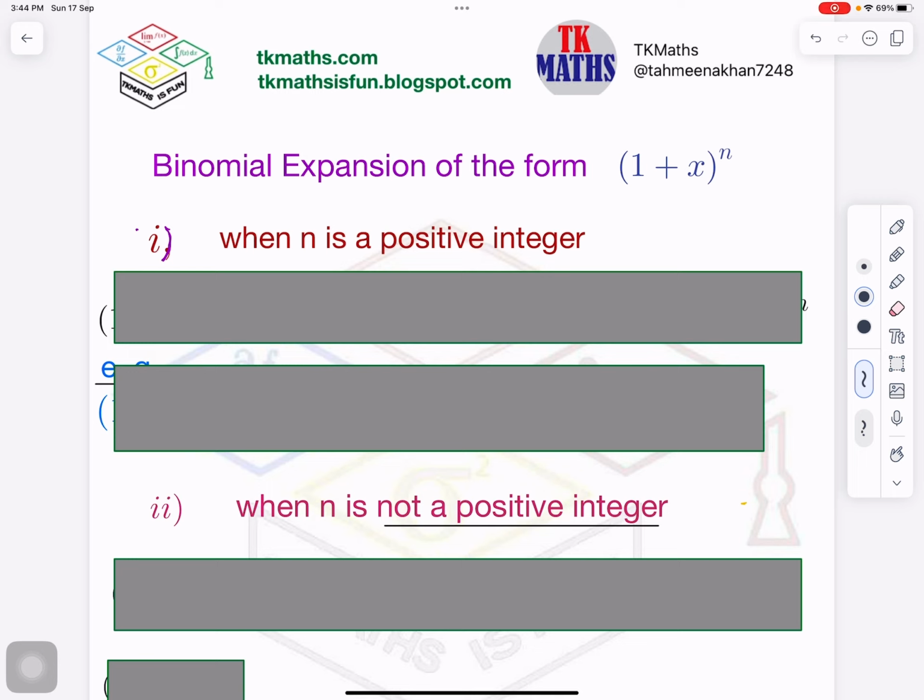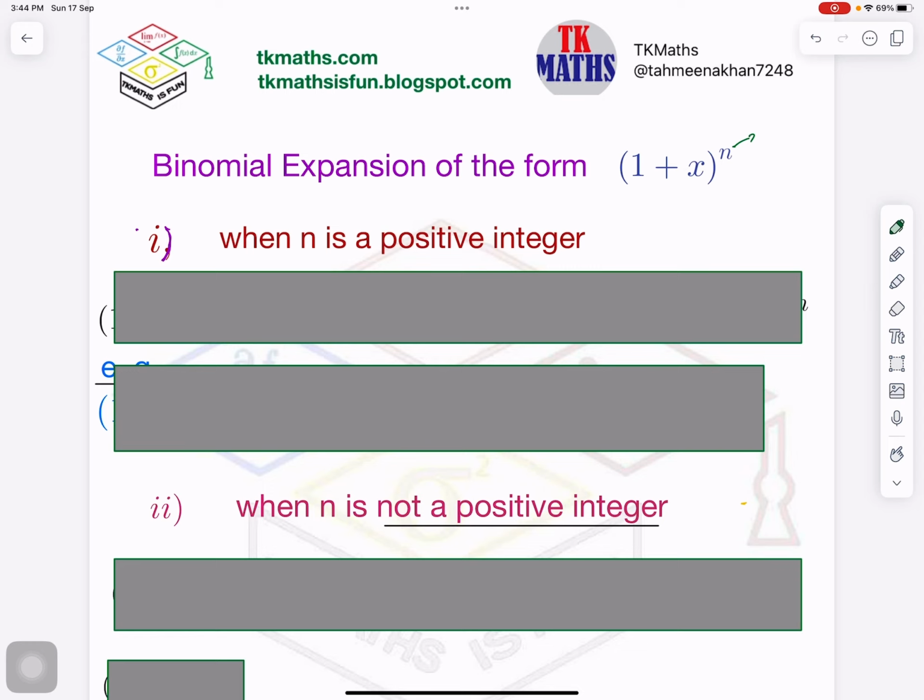In today's video, I would like you to think why, in binomial expansion of the form (1 + x)^n, there are two different formulae when the power n is a positive integer or when it is not a positive integer. When it is a fraction or negative, then the formulae are different.